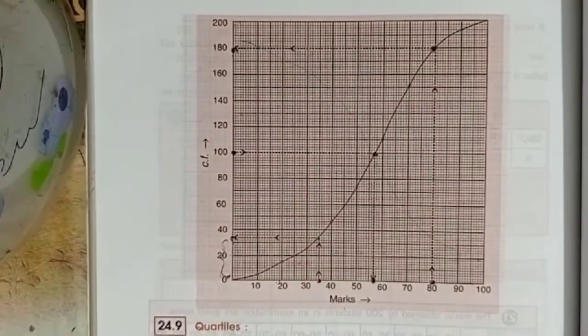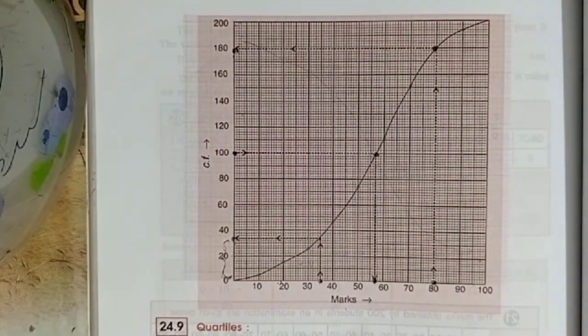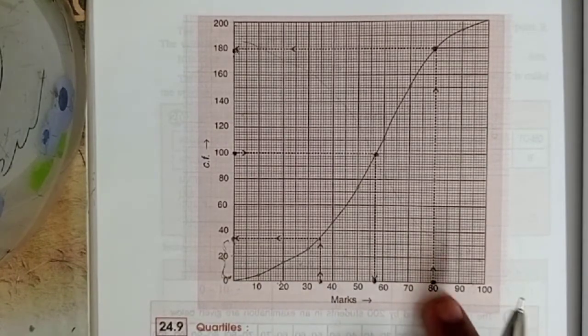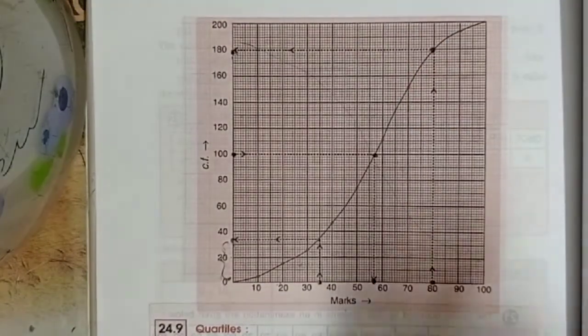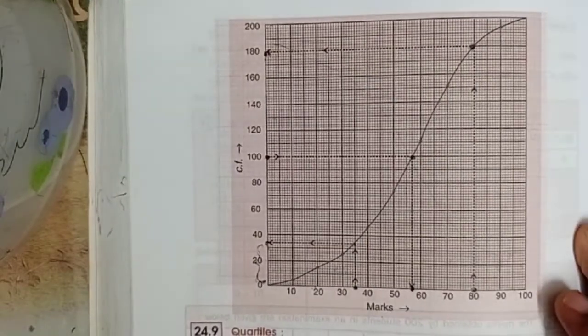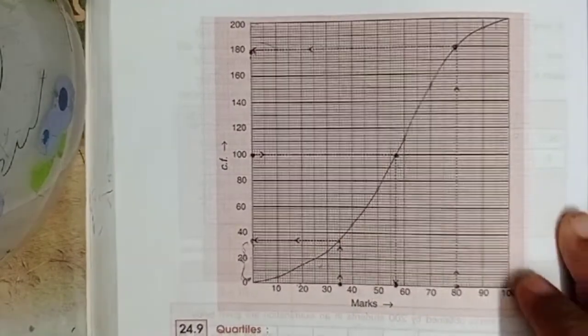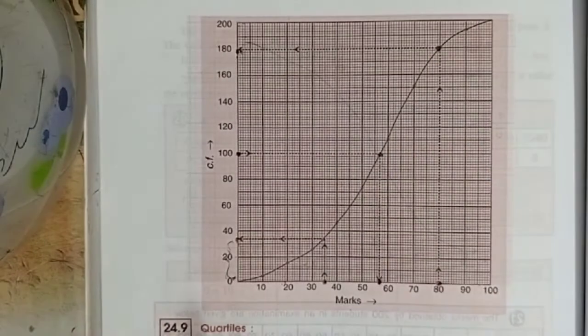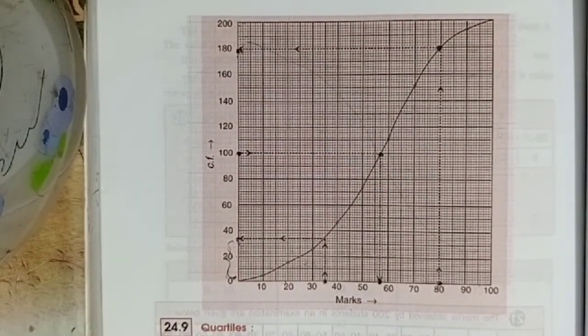And how many students got distinction? The distinction mark is 80. How many students got distinction means 80 and above. Suppose the question is to find the number of students who got distinction, mark the point 80. 80 is the distinction mark. Therefore 20 students got distinction.